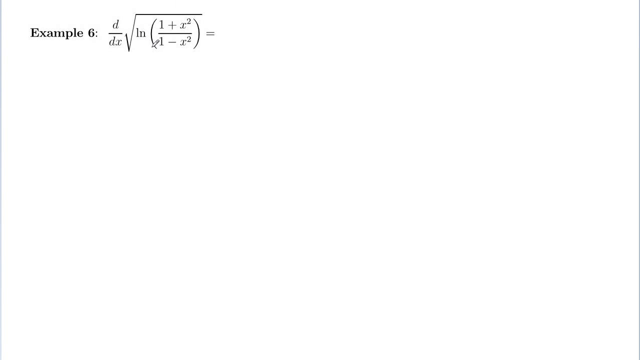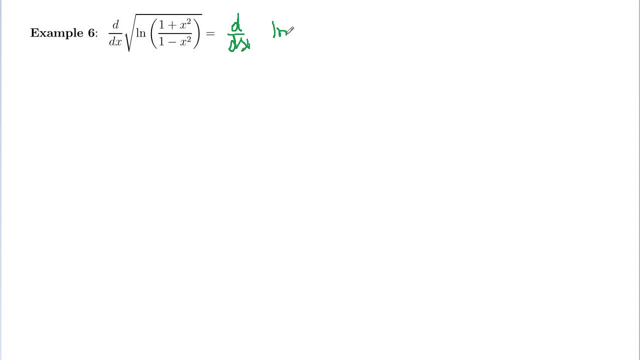So in example 6, we want to practice another derivative here using logarithms. And this is going to involve properties of logarithms also. So we're going to try and simplify this first before we do the derivative. So first we're going to write that square root as a power. So we want to find the derivative with respect to x.